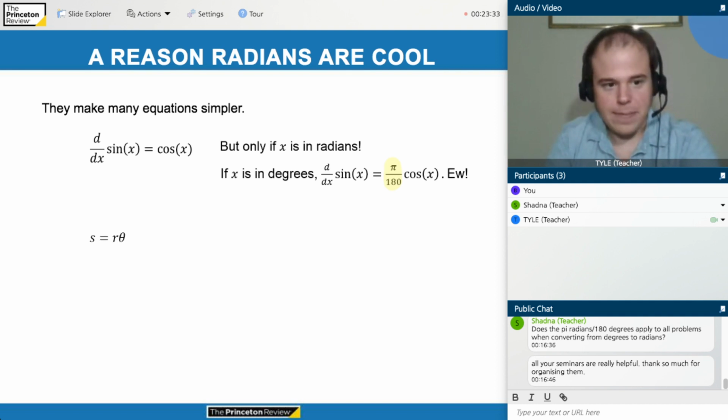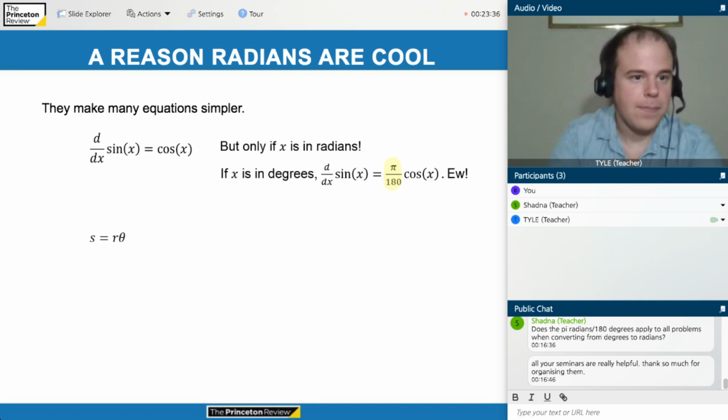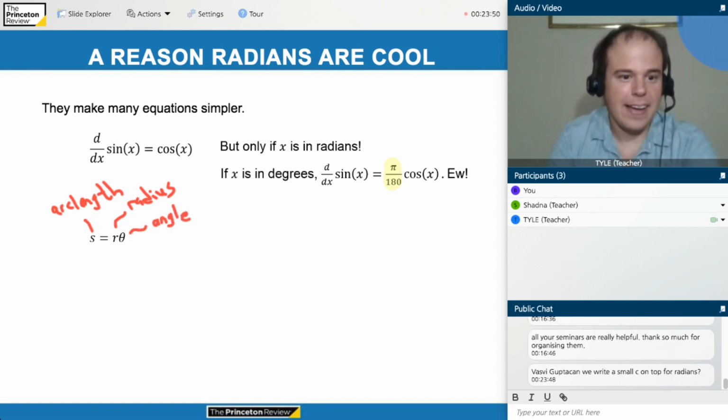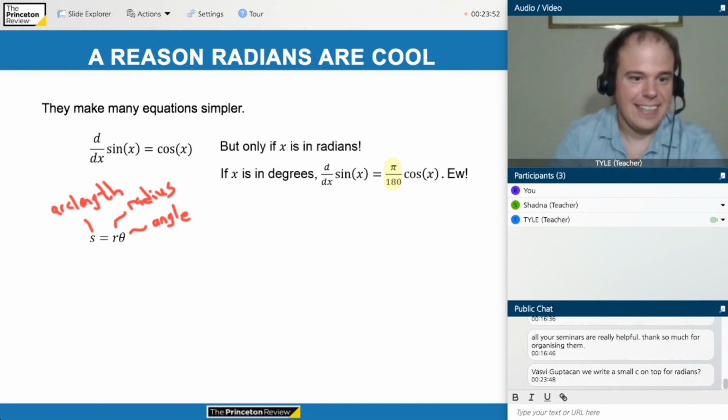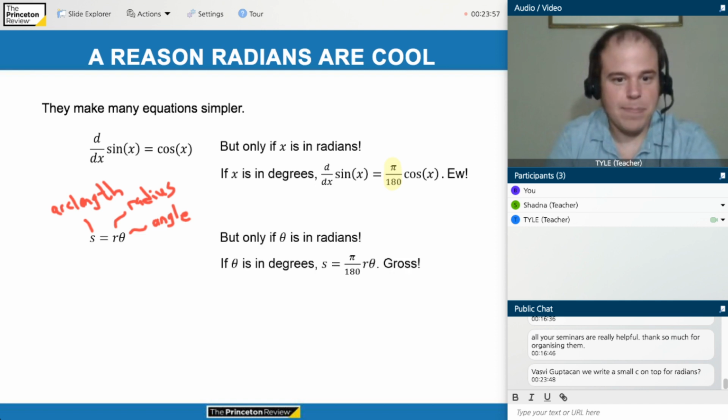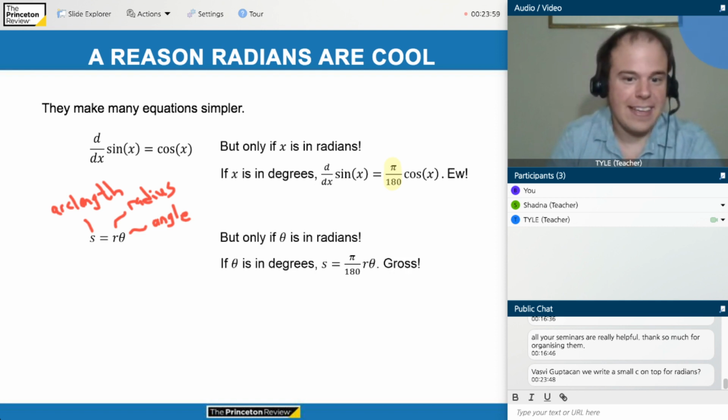Here's another example. In this formula, S means arc length. R is the radius of the circle, and theta is the angle subtended by the arc S. This is a nice simple formula. But once again, it only works if theta is in radians. If theta is in degrees, we would have this more complicated formula that I'm highlighting.